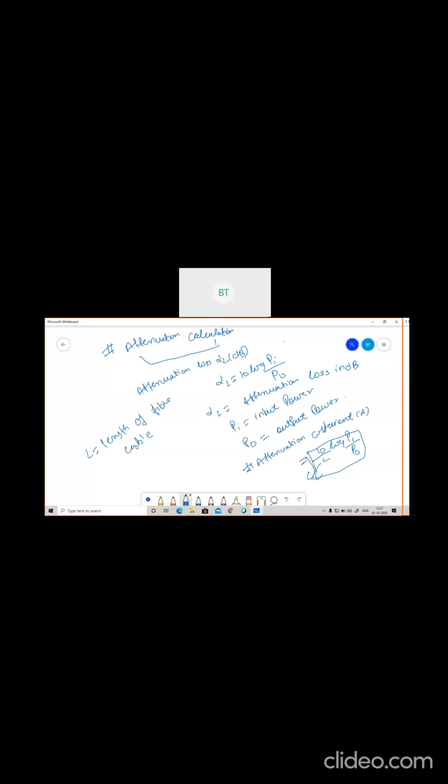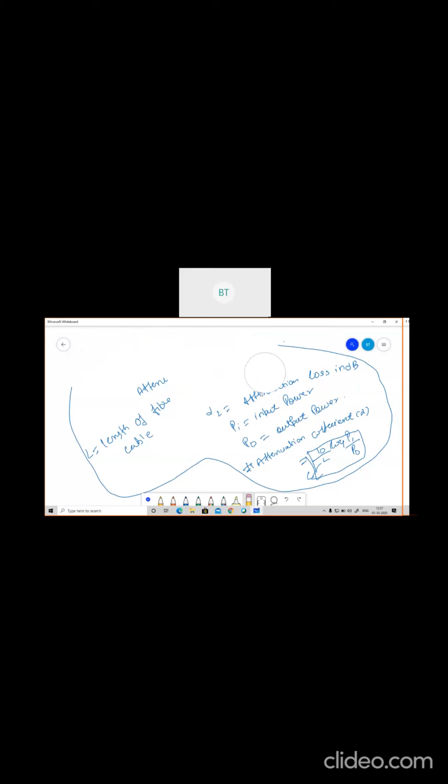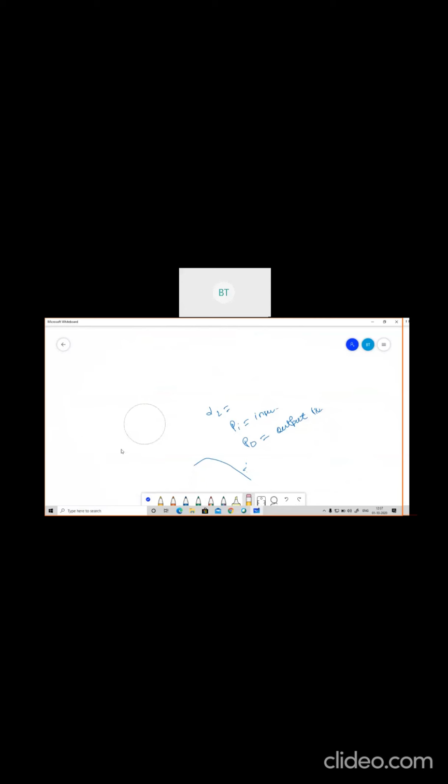So this is all the calculation part. Now we will see some numericals, and based on them I can show you how to calculate these things. This formula is required to solve the numericals on attenuation loss. I will show you some numericals and how to solve them, and how the numericals come in the paper.